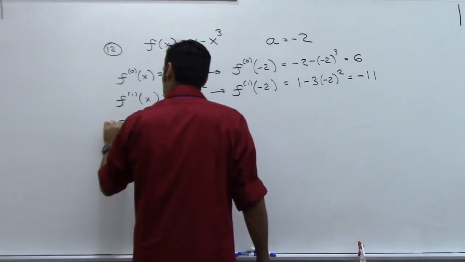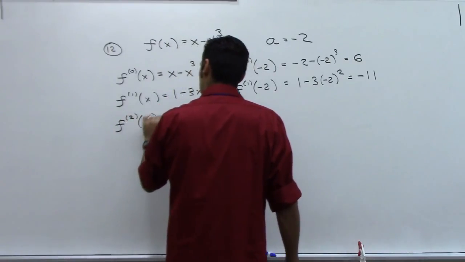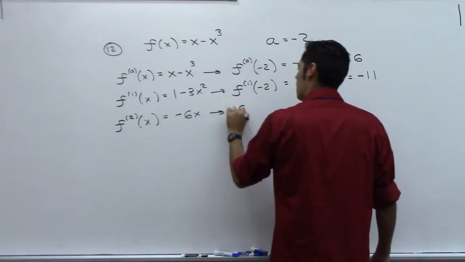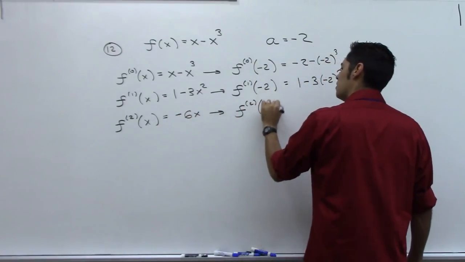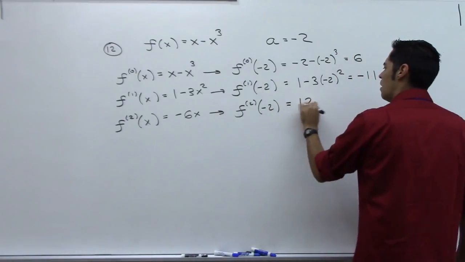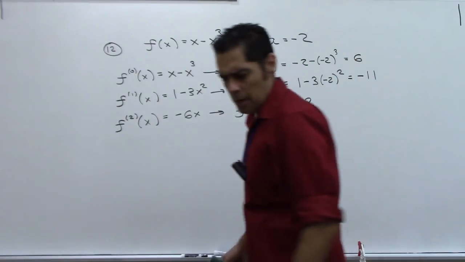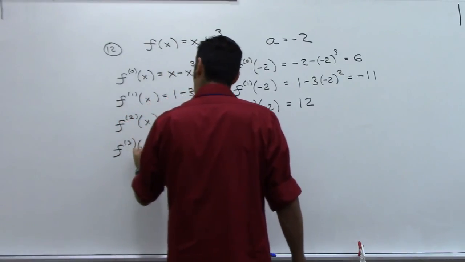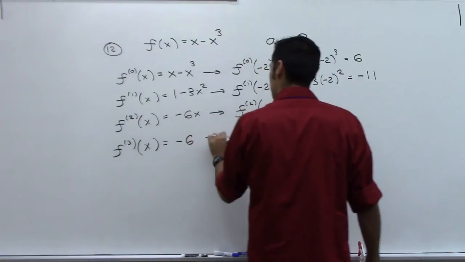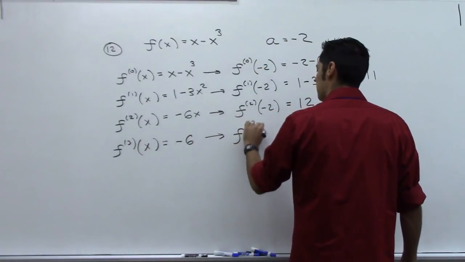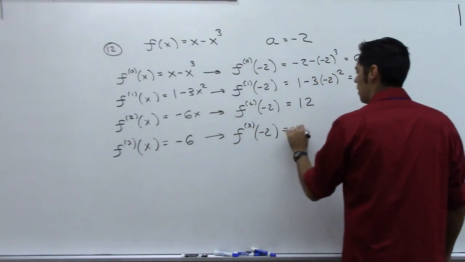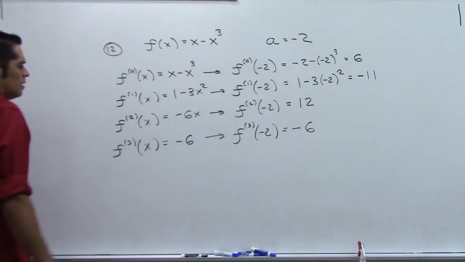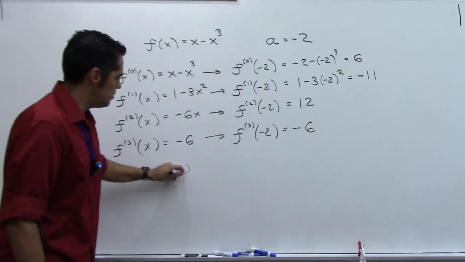And this is going to do exactly what the previous one did. Eventually I'm going to get zeros here, which is going to be nice. The second derivative is just negative 6x. And when I plug negative 2 into the second derivative, I get positive 12. And then my third derivative is going to be negative 6. And so when I take the third derivative and plug in negative 2, doesn't matter, I still get negative 6. And from here on out, when I take derivatives, these are all going to be zeros.